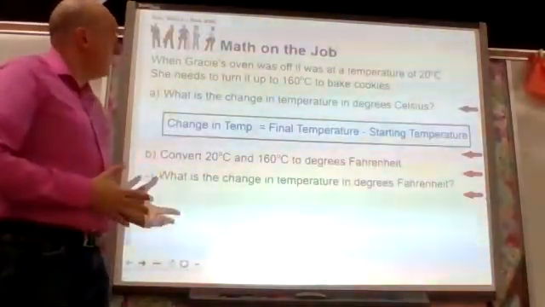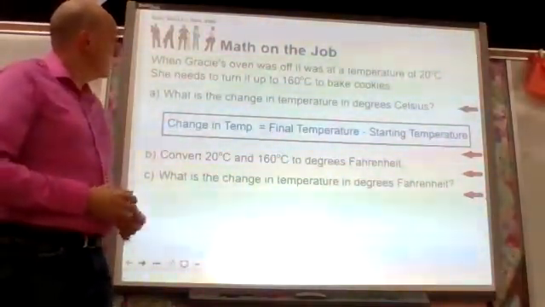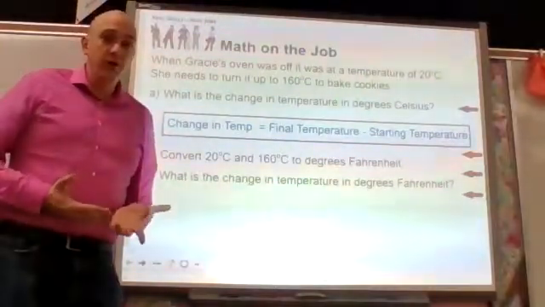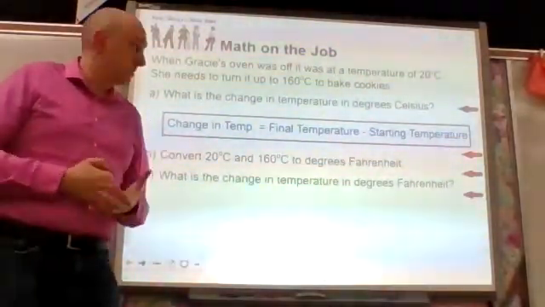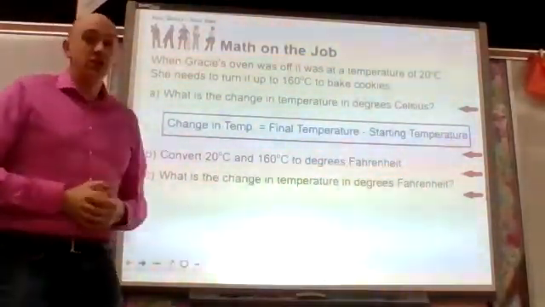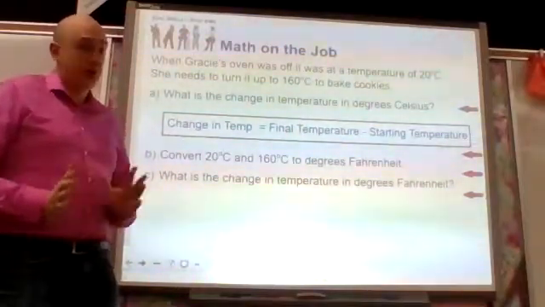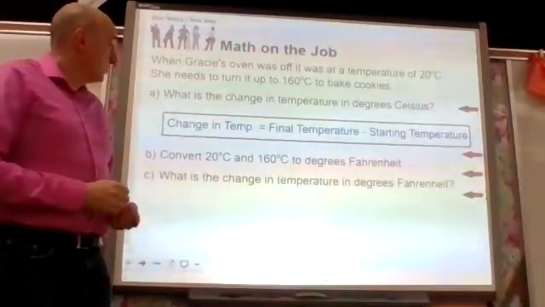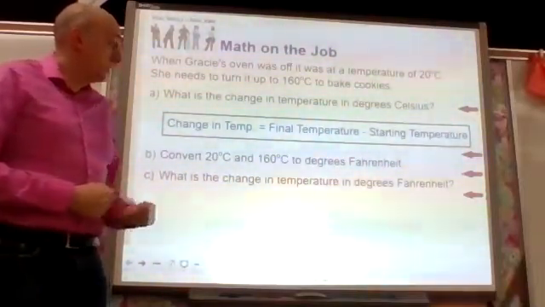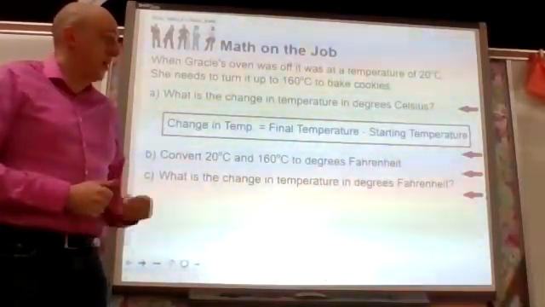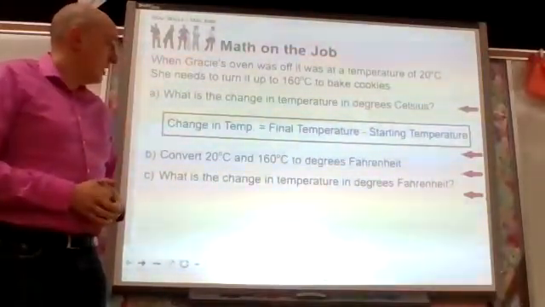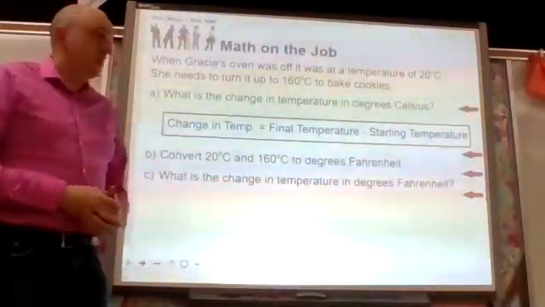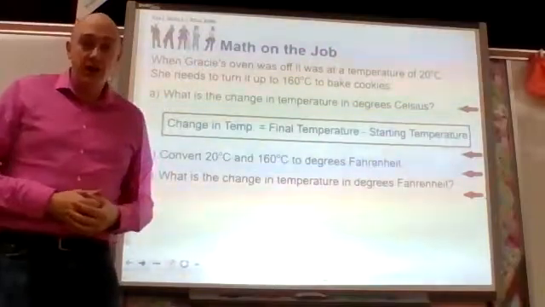When Grace's oven was off, it was at a temperature of 20 degrees Celsius. She needs to turn it up to 160 degrees Celsius to bake some cookies. What is the change in temperature in degrees Celsius? We did a question like this last time. Convert that 20 degrees Celsius and 160 degrees Celsius into Fahrenheit is the second part of the question. And finally, what is the change in temperature in degrees Fahrenheit?